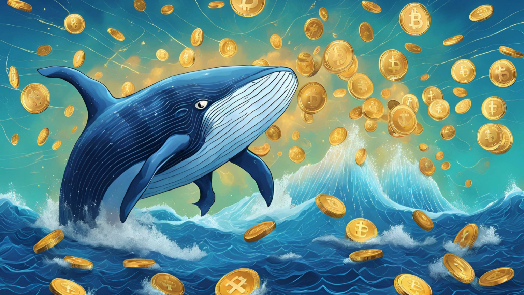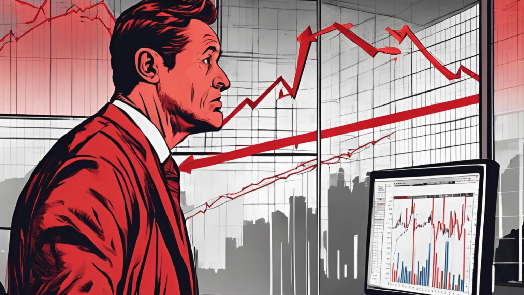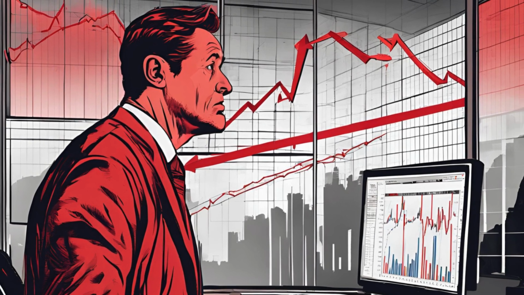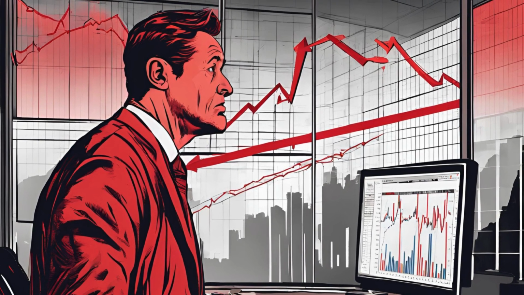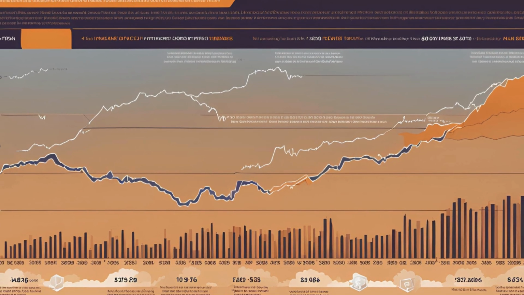Part 3. Why cryptos dump. Fundamental reasons behind market crashes. Key factors that cause a dump. 1. Interest rate hikes and stronger US dollar interest rate hikes.